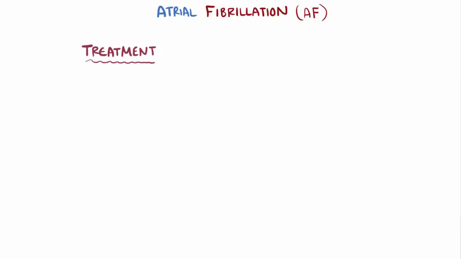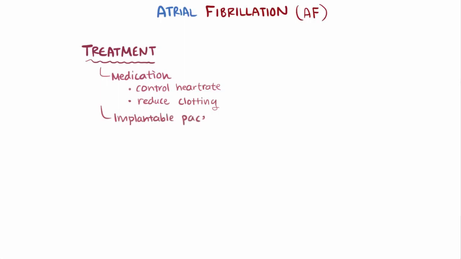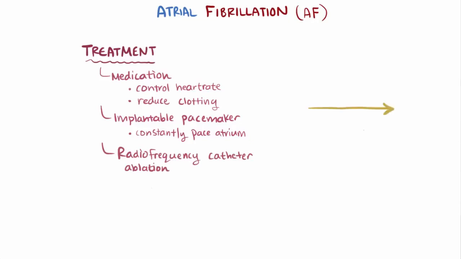Since AF is caused by such a diverse range of issues, treatment is generally different from patient to patient. Certain medications that help control the heart rate might be given, or medications that reduce the likelihood of blood clot formation and therefore prevent stroke. Also, patients might receive an implantable cardiac pacemaker, which, by constantly pacing the atrium, can reduce the chance of an AF episode. Finally, some patients might have a radiofrequency catheter ablation, where certain areas of tissue are destroyed such that the electrical signal doesn't propagate anymore.